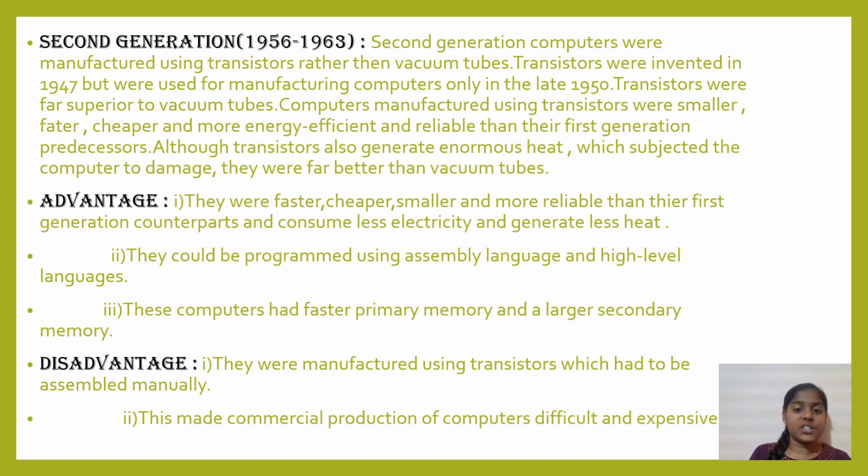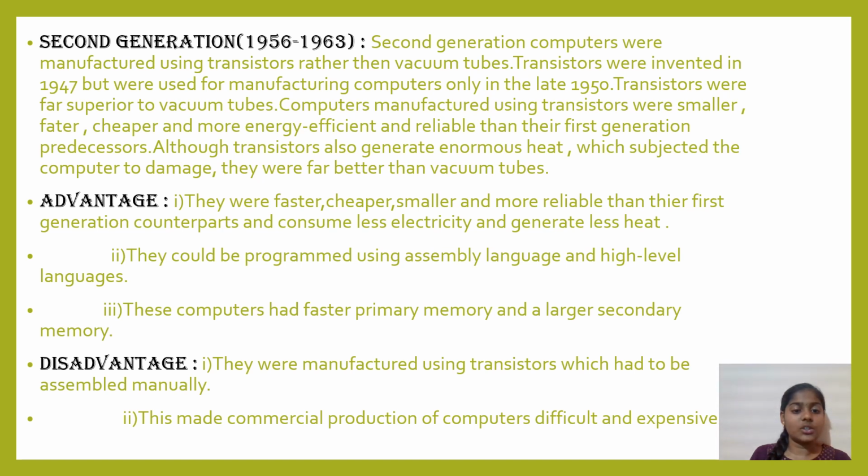Next, second generation. Second generation computers were manufactured using transistors rather than vacuum tubes. Transistors were invented in 1947 but were used for manufacturing computers only in the late 1950s. Transistors were far superior to vacuum tubes. Computers manufactured using transistors were smaller, faster, cheaper, and more energy efficient and reliable than their first generation predecessors. Although transistors also generate enormous heat which subjected the computers to damage, they were far better than vacuum tubes.